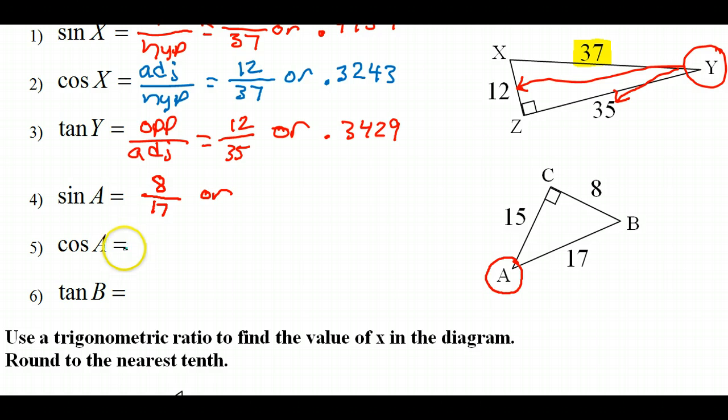Cosine of angle A. Cosine is adjacent over hypotenuse. So what's adjacent? The 15. So that would be 15 over 17. The nearby leg divided by the hypotenuse.